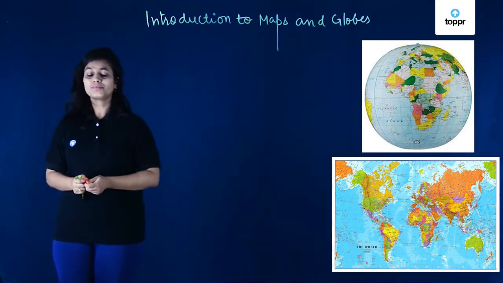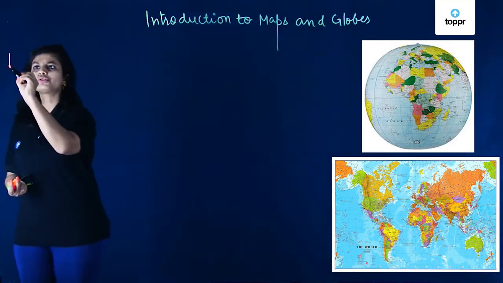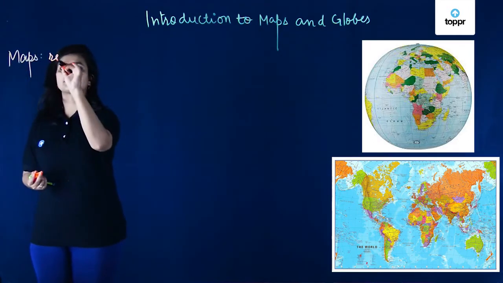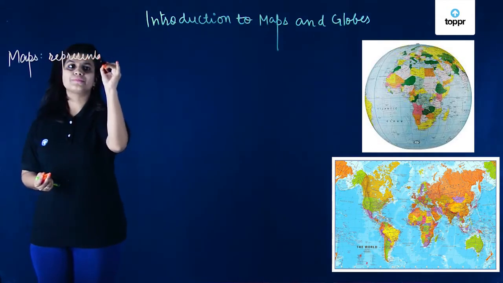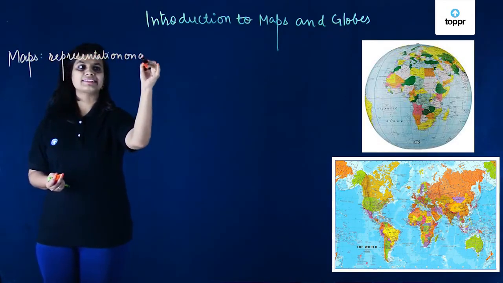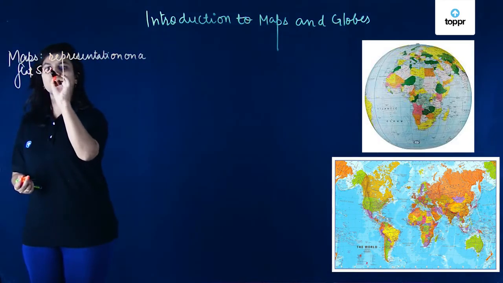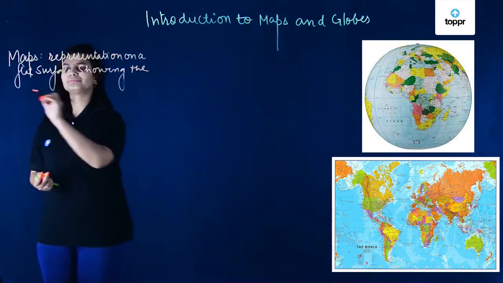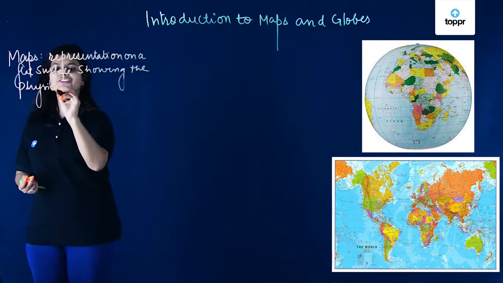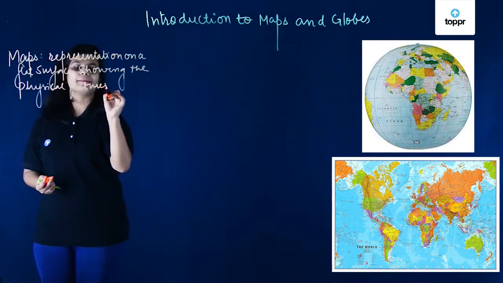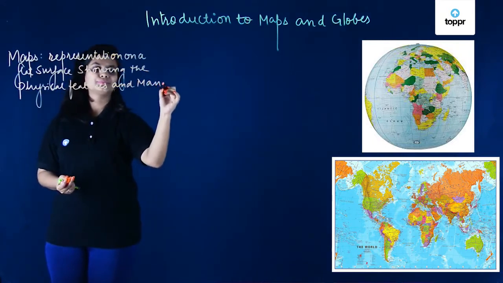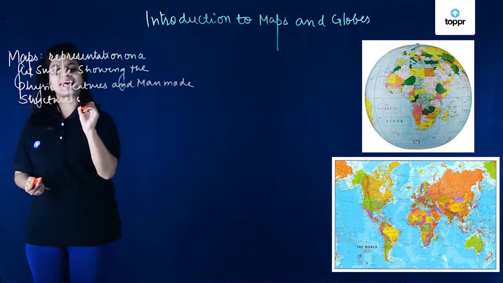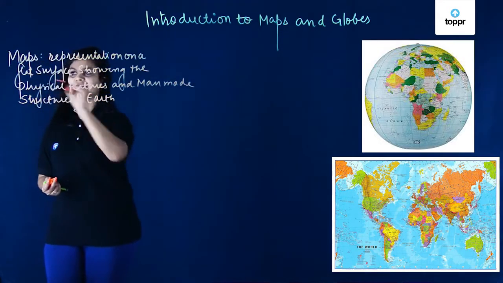So students, when we talk about maps, how do you define maps? Student, map is a representation on a flat surface. It's a representation on a flat surface showing the physical features and man-made structures of Earth. So students, in simple language, this I have given you for your exam perspective, this definition of maps.